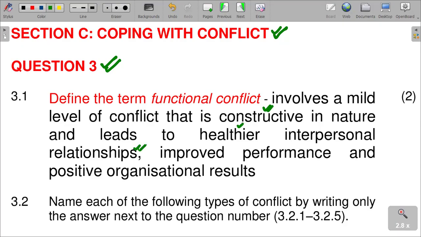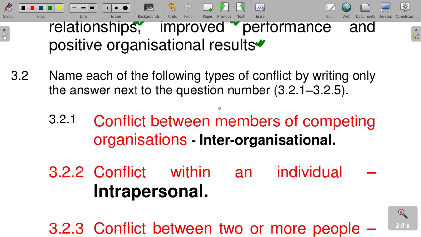We are saying healthier, very important one. Interpersonal relationships, improved performance, and also positive organizational results. So functional conflict is not that heated one. It's mild, which is constructive in nature. It results in healthier interpersonal relationships, improves performance and also positive organizational results. In other ways, it is constructive conflict, constructive criticism.